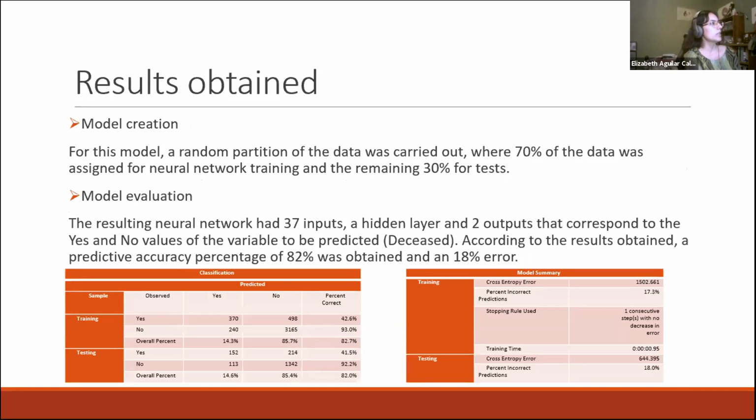Then for model creation, a random partition of the data was carried out, where 70% of the data was assigned for neural network training and the remaining 30% for testing. The result: the neural network had 37 inputs, a hidden layer, and 2 outputs that correspond to the yes or no values of the variable to be predicted. According to the result obtained, a predictive accuracy of 82% was obtained and 18% of error.